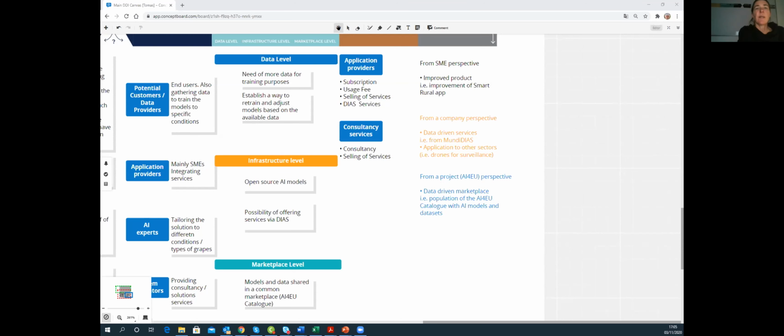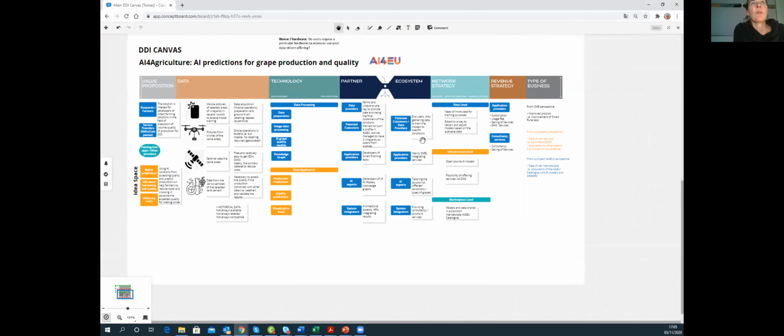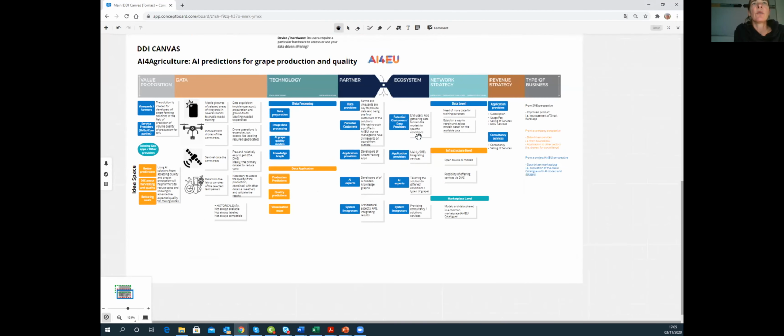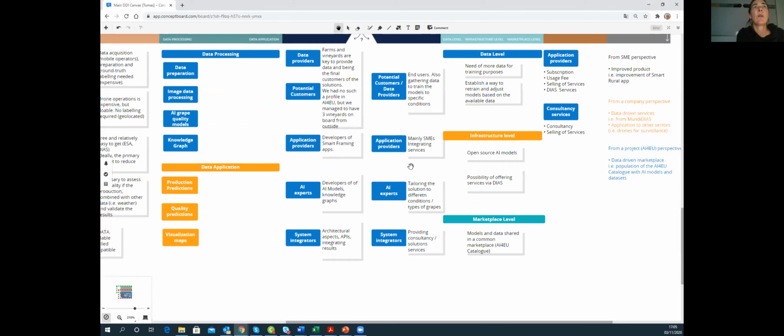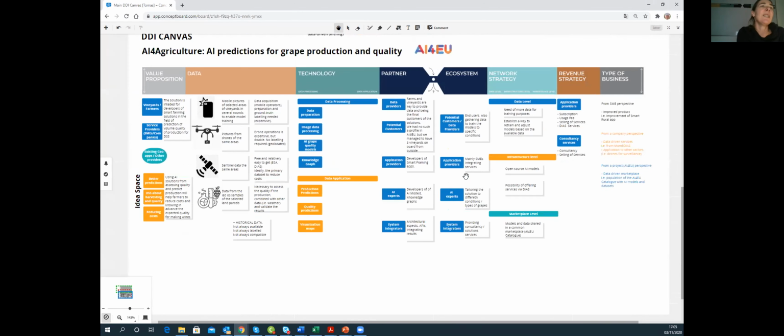May I also add another aspect? Thomas, when you share the screen, can you show the whole canvas? Because what I would like to indicate is that on the left side, value proposition, data, technology, partner, we have the supply side. In general, most of us coming from the technology side, it's easy. I mean, it's complex enough, but we are familiar to fill it out, to address the questions there. And on the other side, ecosystem, network strategy, revenue, type of business, we have the demand side.